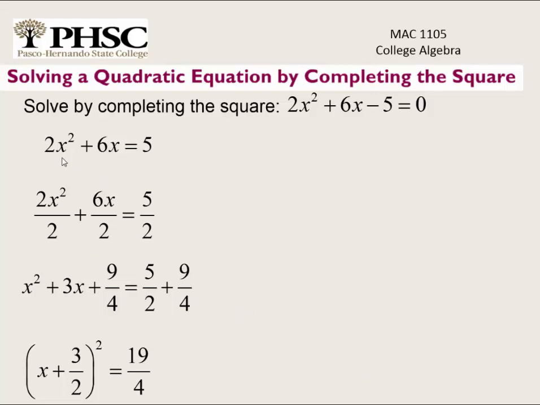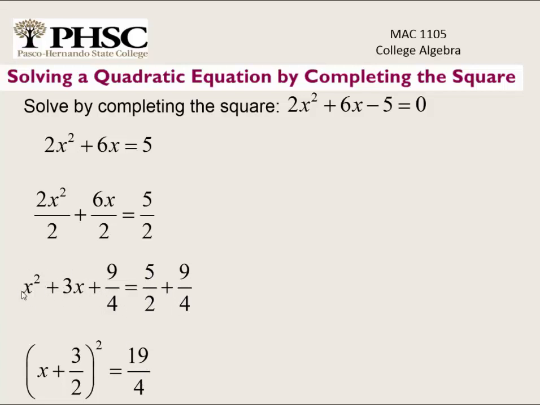First thing that I do here is I get rid of my leading coefficient of my equation by dividing by whatever that value is. So I end up with x squared plus 3x equals 5 over 2. The next thing is that I take this b and I divide it by 2 and I square it. So 3 over 2 squared is 9 over 4. And I'm going to add that to both sides. That ultimately gives me 5 halves plus 9 fourths is 19 over 4.